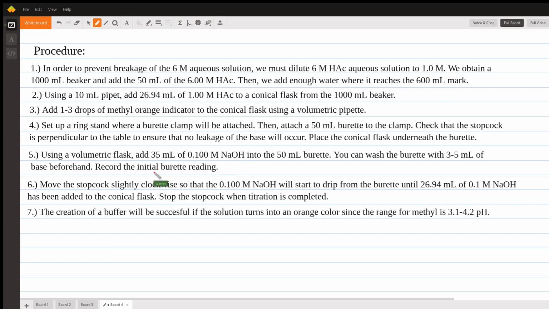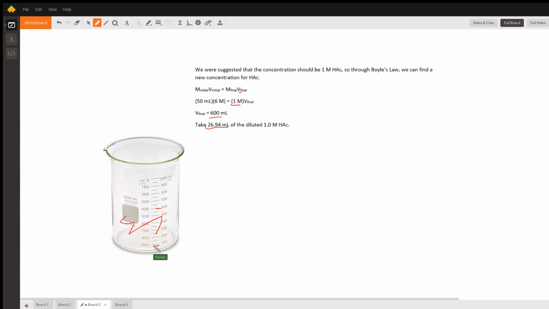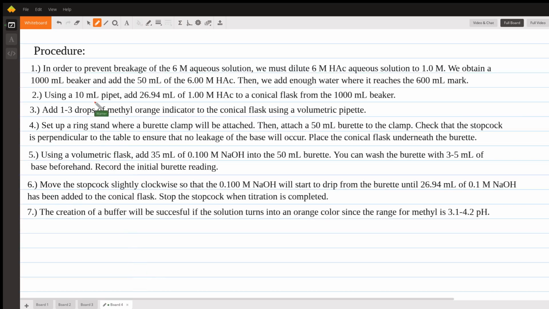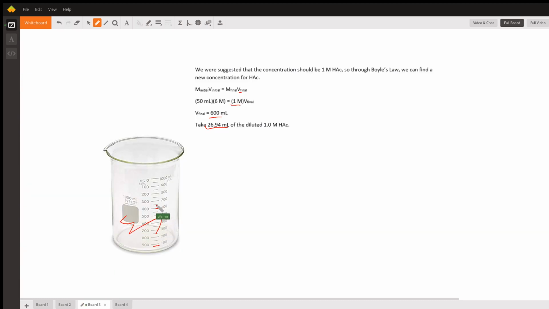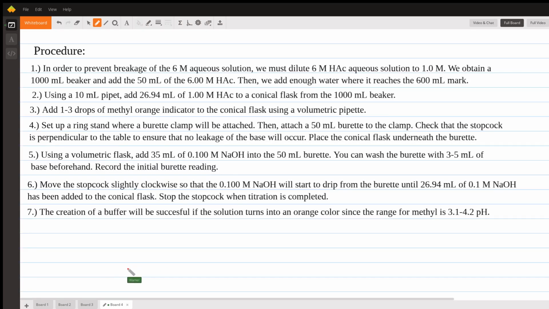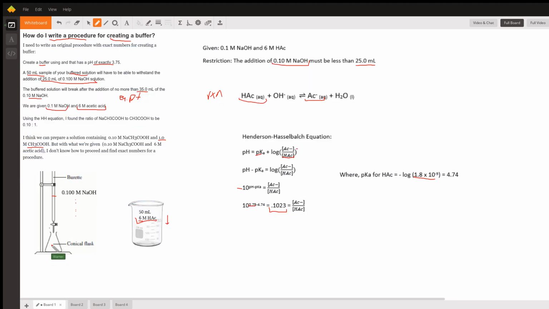So we first obtain a 1,000 milliliter beaker, right? And we add the 50 milliliters of the six molarity of the acetic acid. And we add enough water where it reaches the 600 mark. That's how we know that the whole entire solution is going to be 1 molarity. Using a 10 milliliter pipette, we add 26.94 milliliters of the 1 molarity of HAC to a conical flask, which we have here.